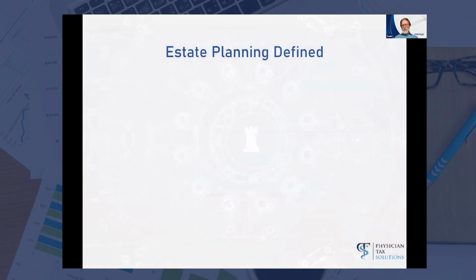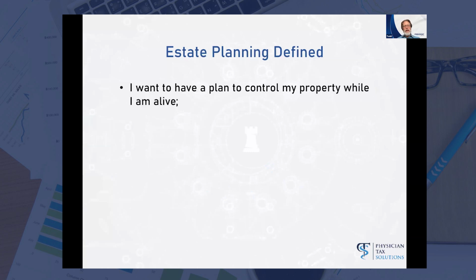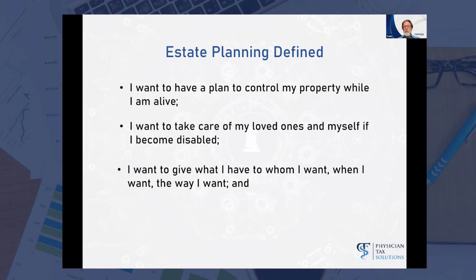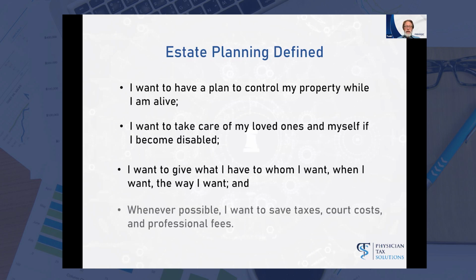I know we hear a lot about estate planning, and sometimes it gets confusing as to what it really means. But this is how we like to define estate planning. It's really that you want to have a plan to control your property while you're alive. You want to take care of your loved ones and yourself if you become disabled. That's a big one, right? I mean, we could all suffer a disability. And you want to give what you have to who you want, when you want, and the way you want. And whenever possible, you want to save as much as you can on taxes, court costs, attorney fees, and other professional fees. Does everyone think that's a pretty good definition of estate planning? I think it's a pretty good definition. I know sometimes estate planning gets complicated, but it's really not that complicated.